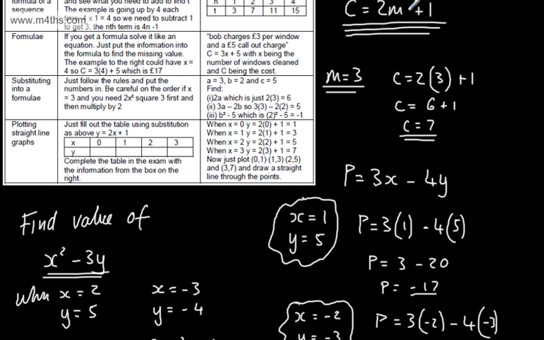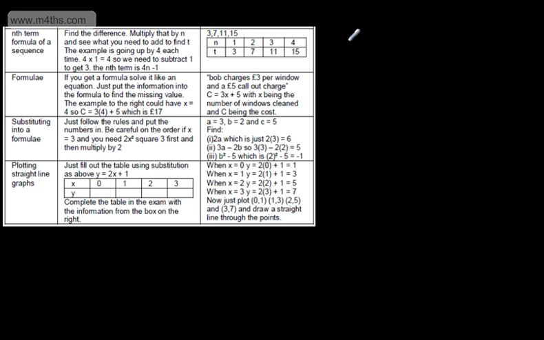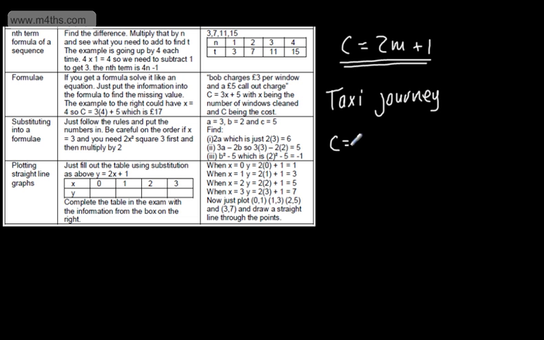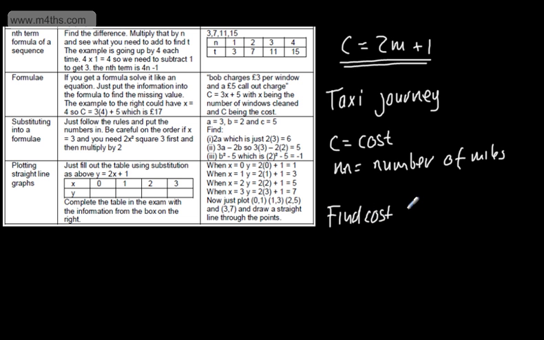Right, let's go back to this formula. What we've got is C is equal to 2m plus 1. Let's say this is a taxi journey, and let's define what C and M are. C is equal to the cost. M is equal to the number of miles. So what we might want to do is find the cost when 6 miles are travelled.